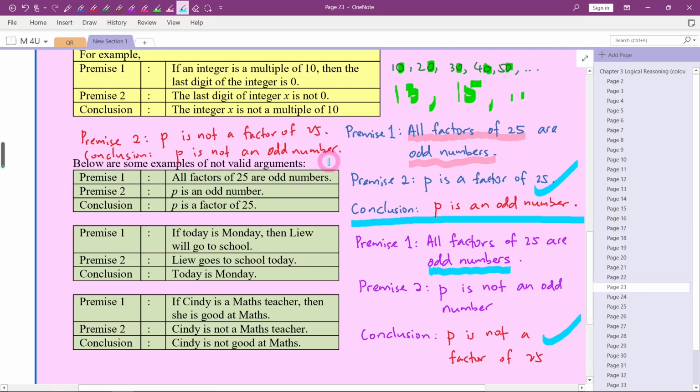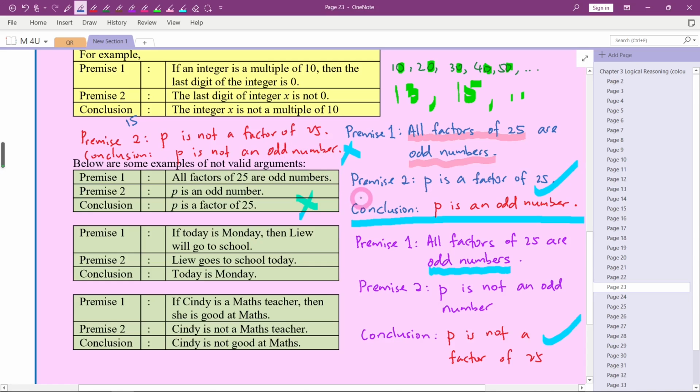Is it a valid form of deductive argument? No, this is not a valid form. These two are not a valid form of deductive argument. Try to think. Let's say P is not a factor of 25. It can be 15, for example. 15 is not a factor of 25. But 15 is an odd number, right?